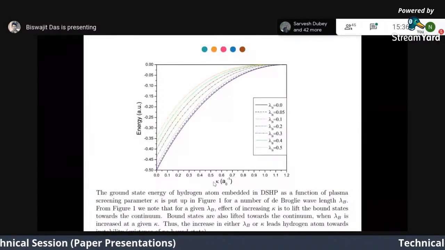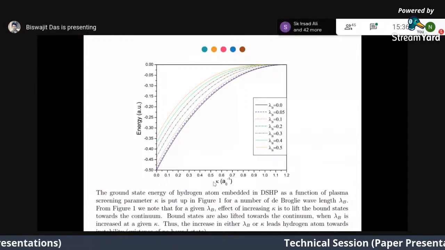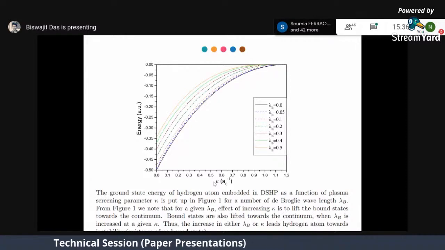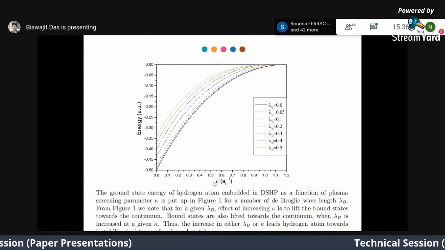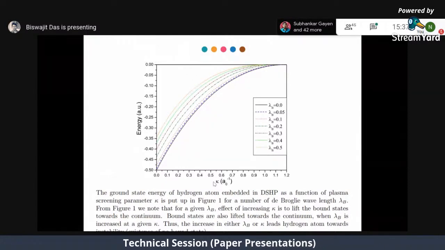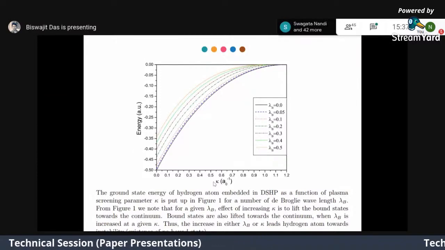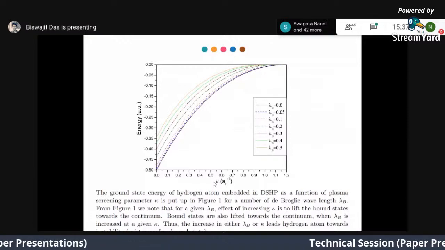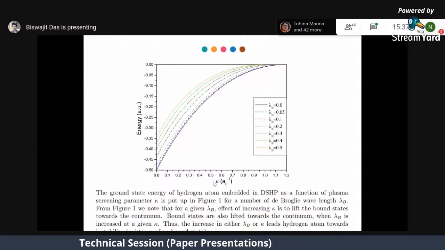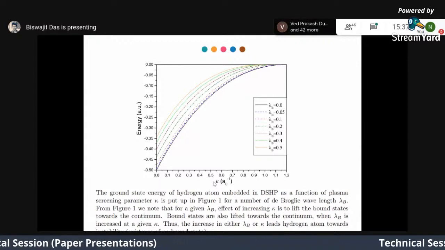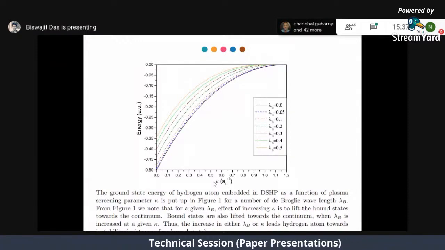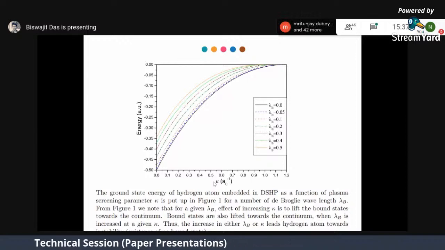In this figure, the ground state energy of hydrogen atom embedded in this plasma as a function of the plasma screening parameter kappa is put up for a number of de Broglie wavelengths lambda b. From this figure, we note that for a given lambda b, the effect of increasing kappa is to lift the bound states towards the continuum. Bound states are also lifted towards the continuum when lambda b is increased at a given kappa. Thus, the increase of either lambda b or kappa leads the hydrogen atom towards instability.